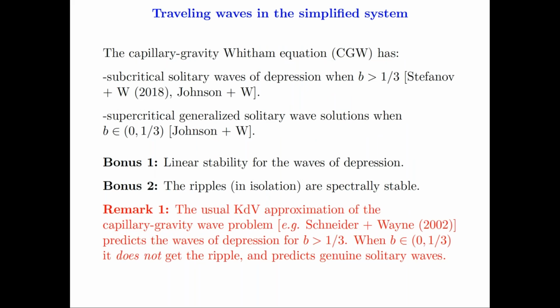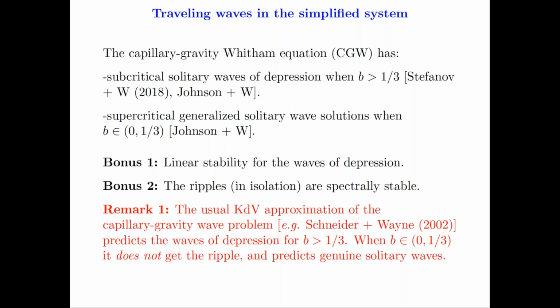Okay, I have this remark in red that I like. You can approximate solutions in the full Euler problem in an appropriate limit with the KdV equation. And it doesn't care what the bond number B is, so long as it's anything other than a third. Bigger than a third, less than a third, whatever. That KdV approximation for capillary gravity waves predicts the wave of depression when B is big. And it does make a prediction about a solitary wave when B is in between 0 and a third, but it does not predict the ripples. It predicts genuinely fully localized solitary waves.